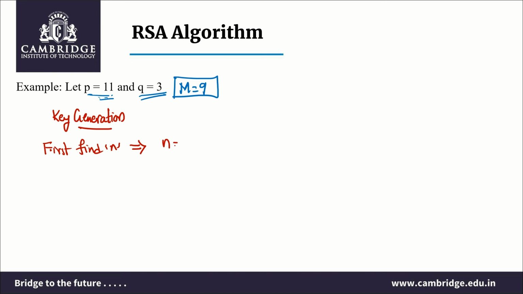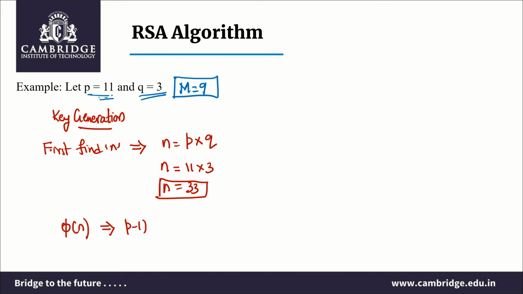N is nothing but p into q. So what is that n? In this case it will be 11 into 3, which equals 33. So the n value in this case is 33. Now, once I do that, the next step is to find Euler's quotient of n. Euler's quotient of n is nothing but p minus 1 multiplied by q minus 1.